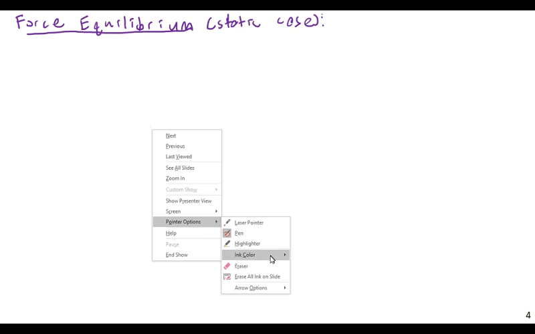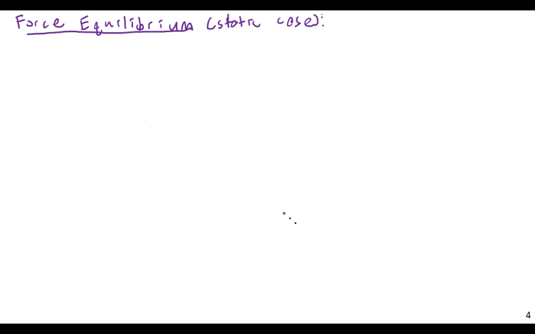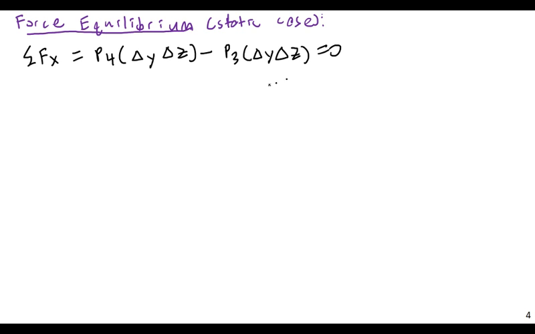So let's do a sum of forces in the x direction. Sum of forces in the x direction is going to be P4 times delta y delta z. Again, all I'm doing is taking the pressures and multiplying by the area that they're applied to in that direction, minus P3 times delta y delta z, is equal to 0. And hey, what do you know? The delta y delta z's cancel out, and I get that P3 is equal to P4. Not a big shock.